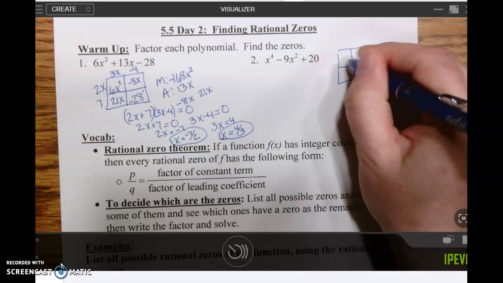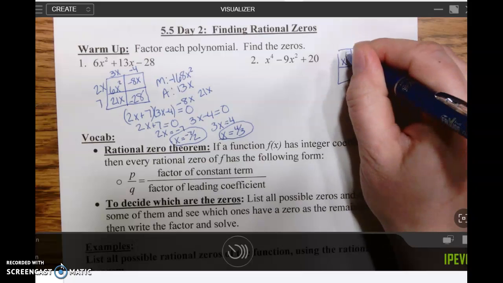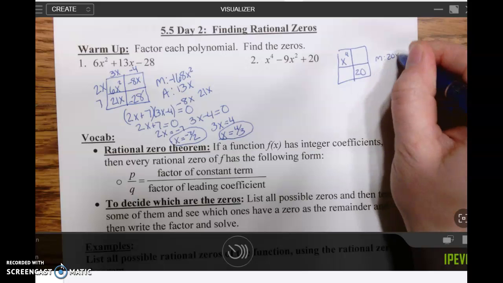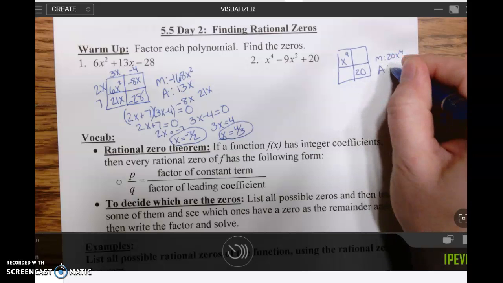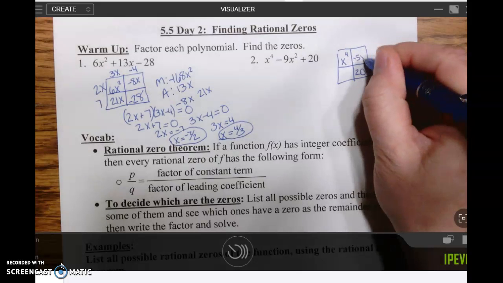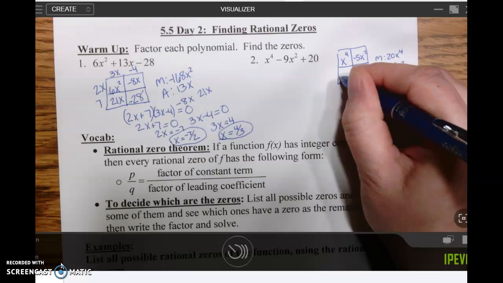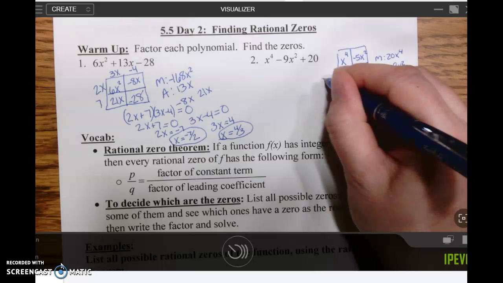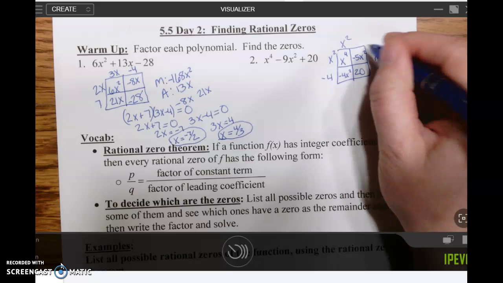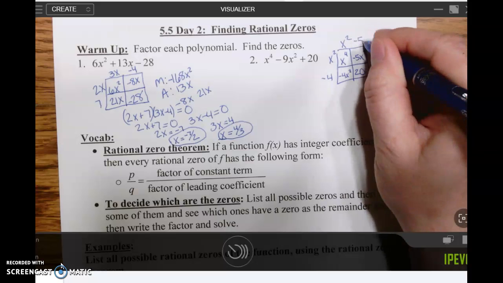Alright, looking at your second warm-up problem, this time we have a fourth power, we have a quartic, and I'm looking for factors that multiply to be 20x to the fourth, that will add to be negative 9x squared, and so we can use a negative 5x squared and a negative 4x squared to factor. And so we get factors of x squared minus 4 and x squared minus 5.